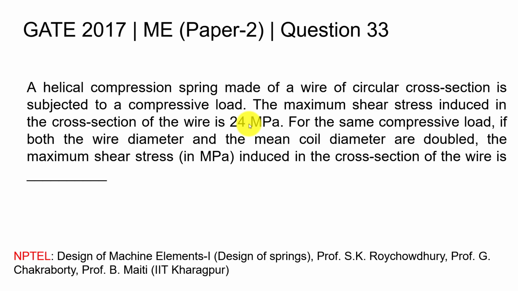Now the main question is: if the compressive load is the same and both the wire diameter and the mean coil diameter are doubled, then what is the maximum shear stress in MPa induced in the cross section of the wire? Before proceeding with the problem, if you want to know more details about the design of springs, please refer to this NPTEL course by professors from IIT Kharagpur. So let's go ahead with the problem.